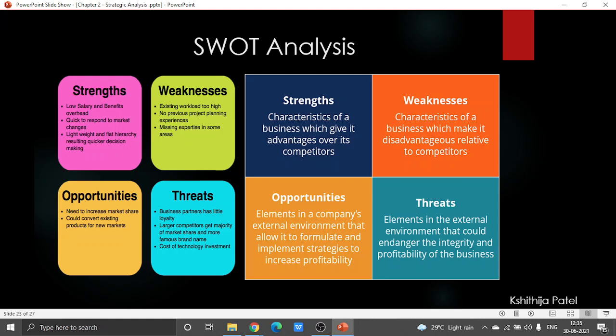Now, the examples could be that there are some opportunities wherein the business organization might be able to increase its market share.